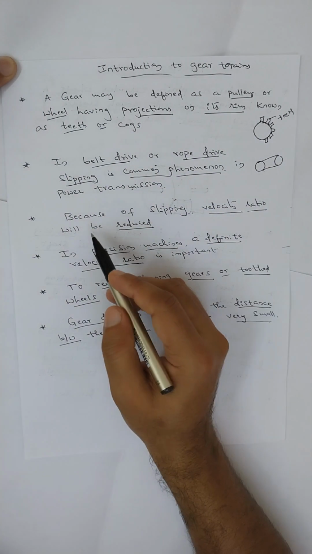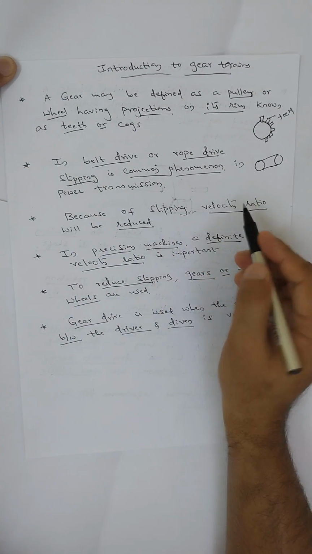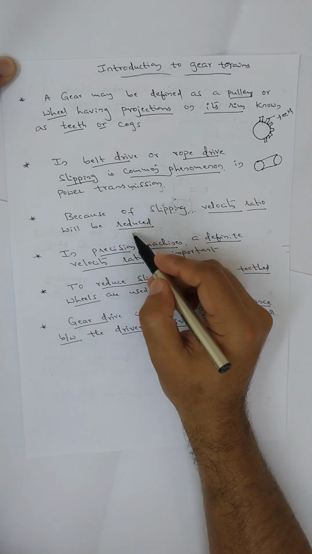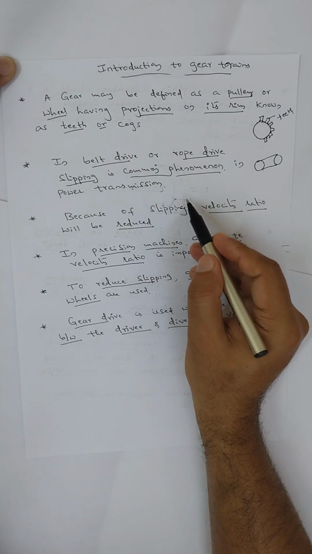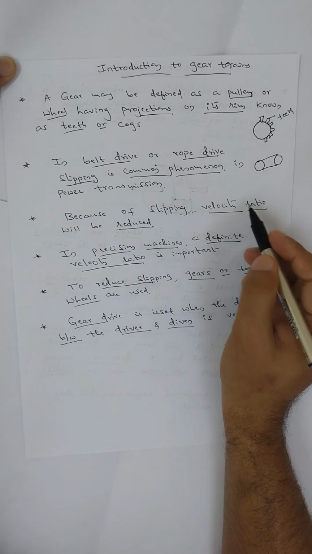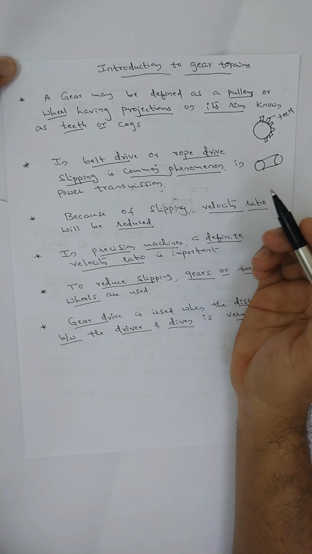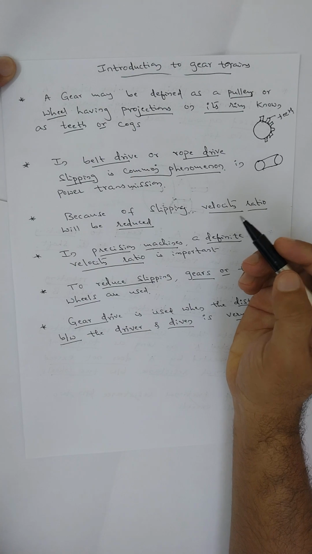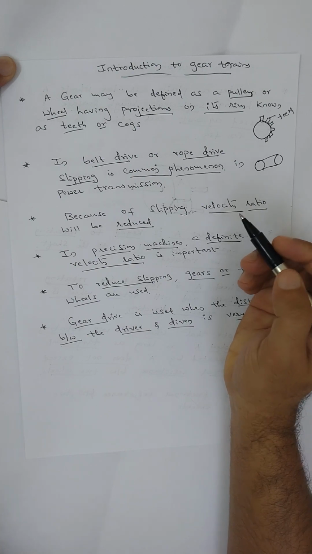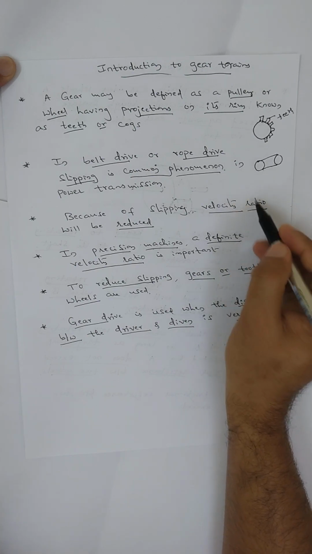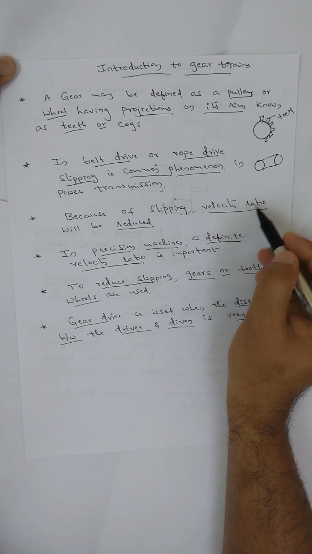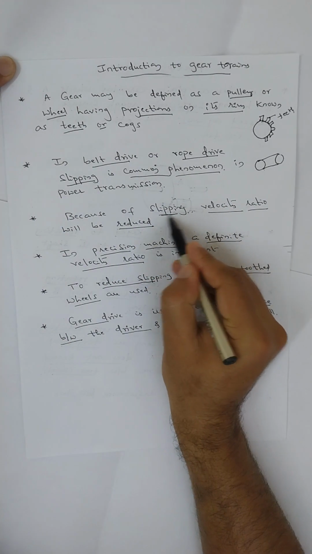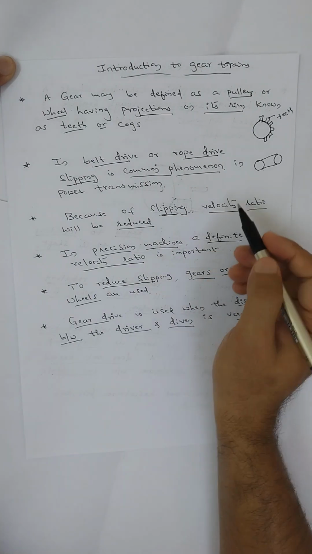Next point is, because of the slipping, the velocity ratio will be reduced. So slipping will be the main factor which affects the velocity ratio. Velocity ratio is nothing but the speed of the driver divided by the speed of the driven. We will discuss that in the next session. So the velocity ratio is affected by the slipping and it will be reduced.